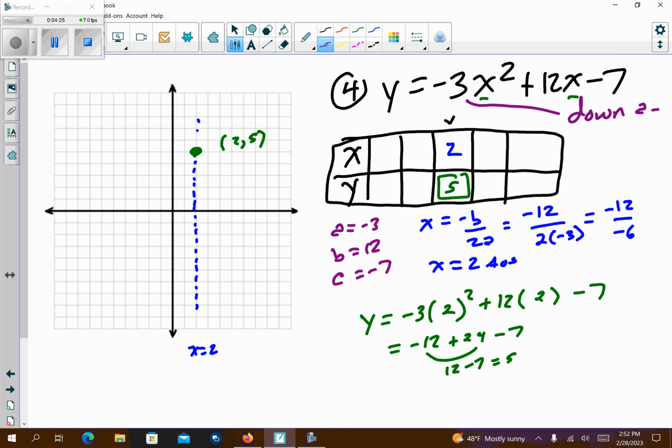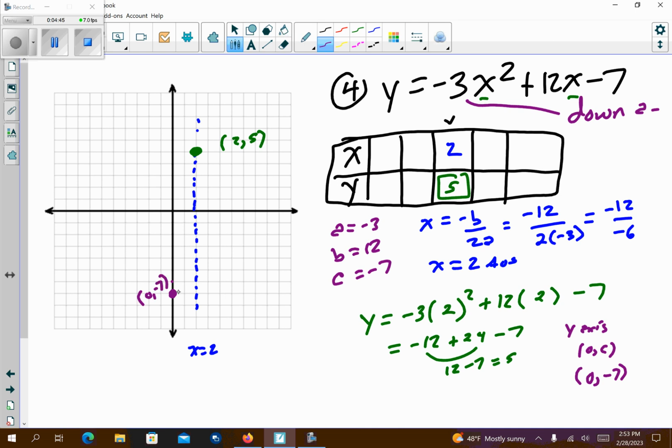Okay, so we know where it's going to cross the y-axis. Y-axis is 0 comma c. So in this case, it's going to be 0, -7. So 1, 2, 3, 4, 5, 6, 7. There's -7 down there.